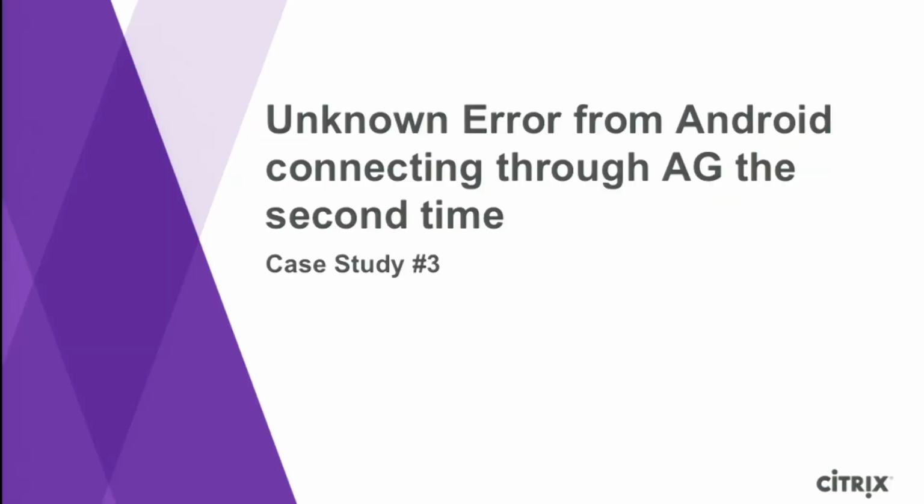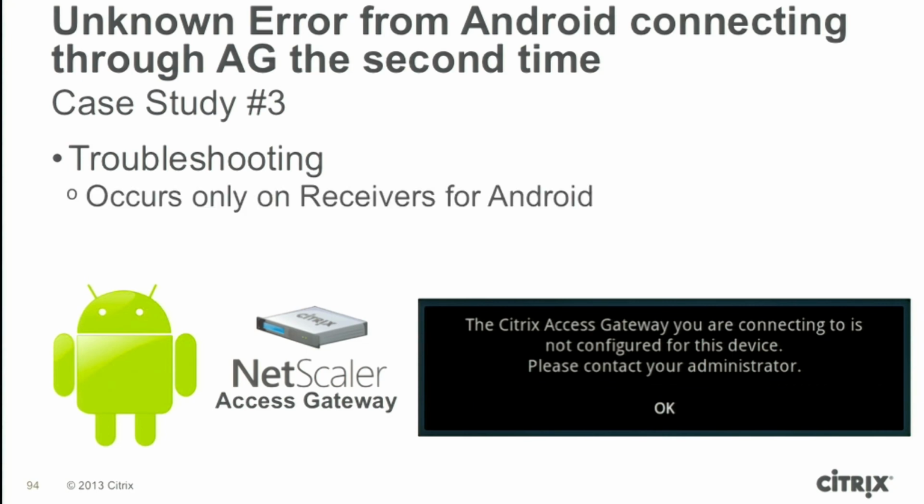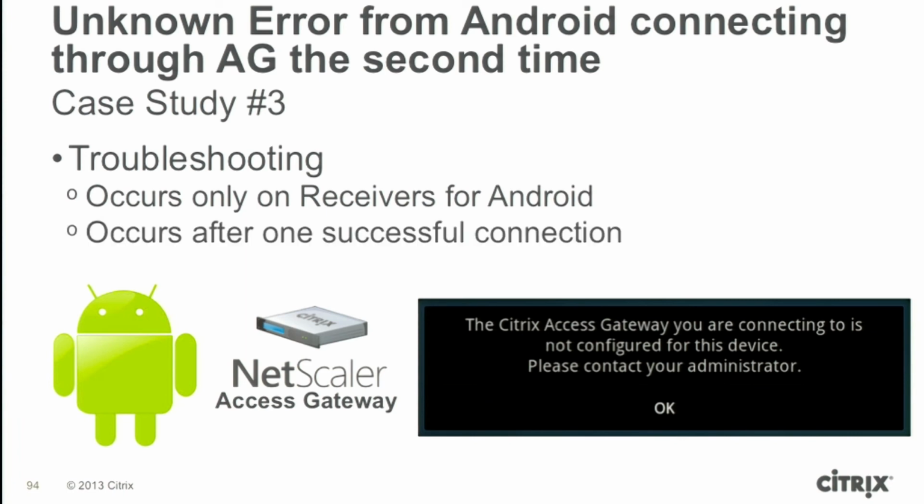All right, so now our last case study. Unknown error connecting from Android through the Access Gateway site. You gotta love an unknown error, right? So the user was able to launch the session successfully the first time, but on the second attempt, it would fail with the following gateway error message. Problem only occurred for the Android receiver and only after a first successful launch.